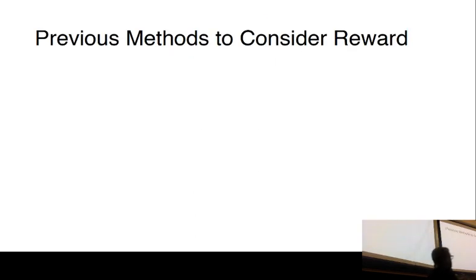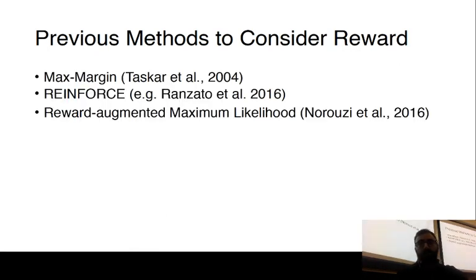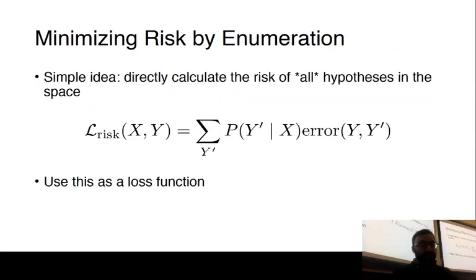So there are a bunch of previous methods that consider reward, and you saw one of them, I think, in the reinforcement learning class a week ago. We talked about REINFORCE. The last method there basically combines maximum likelihood with rewards. But we're not going to talk about those. We're going to talk about minimum risk.